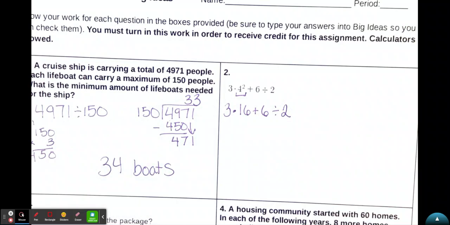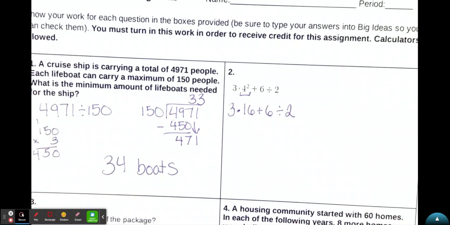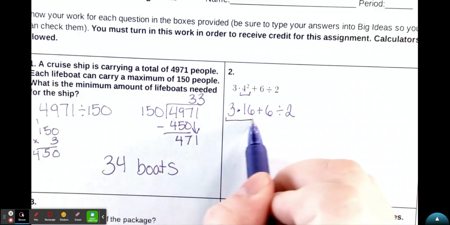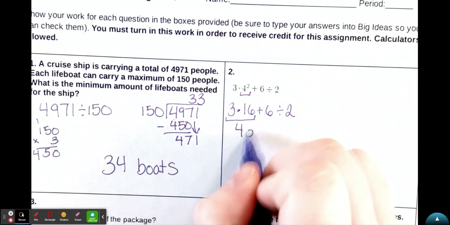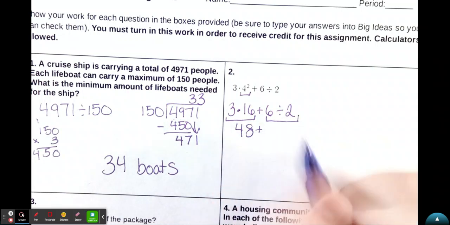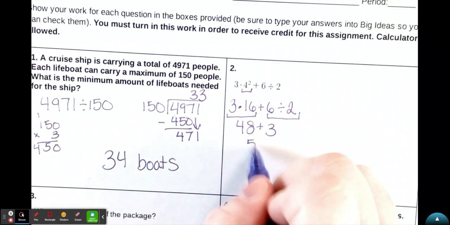Okay, are there any more exponents? Nope. So then what do we do? Divide and multiply. Multiply and divide is the same step. We do it from left to right. Okay? So we're going to do 3 times 16. 48. Okay? Plus, and then 6 divided by 2. 3. Okay? And then our final step, we have addition and subtraction from left to right. So we'll just do 48 plus 3, which is 51. Very good.